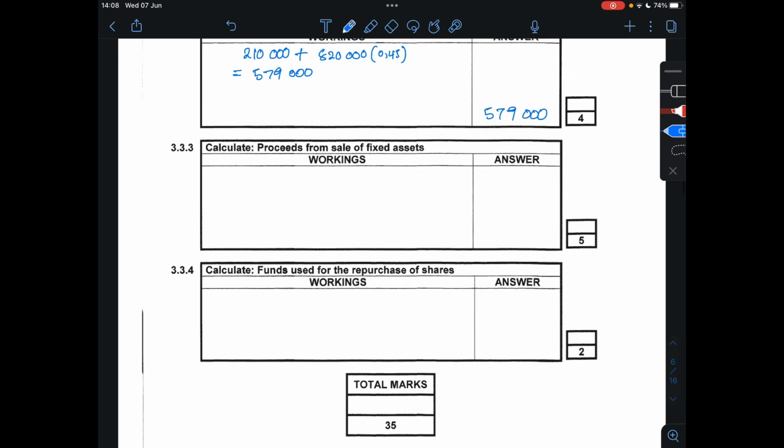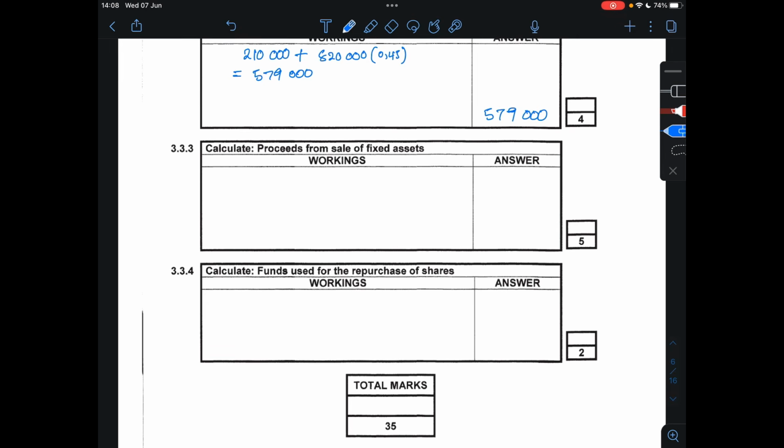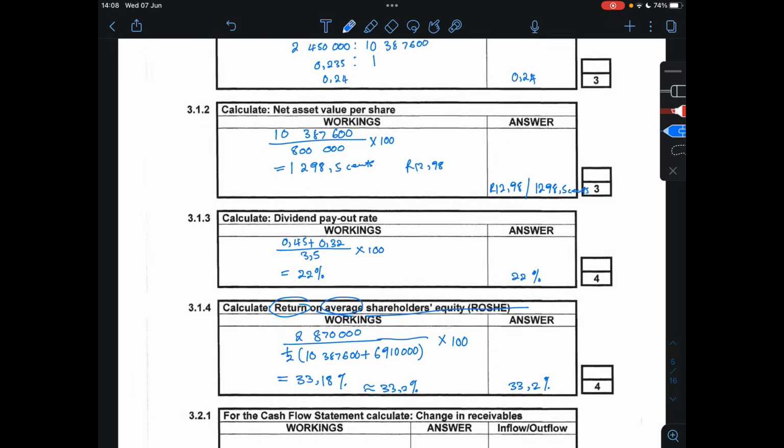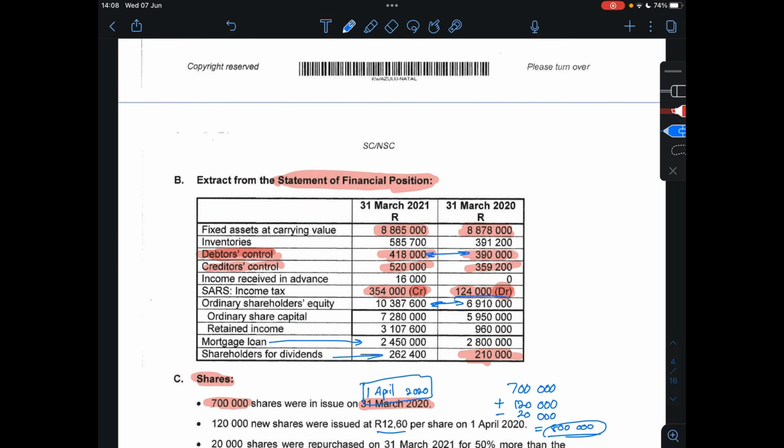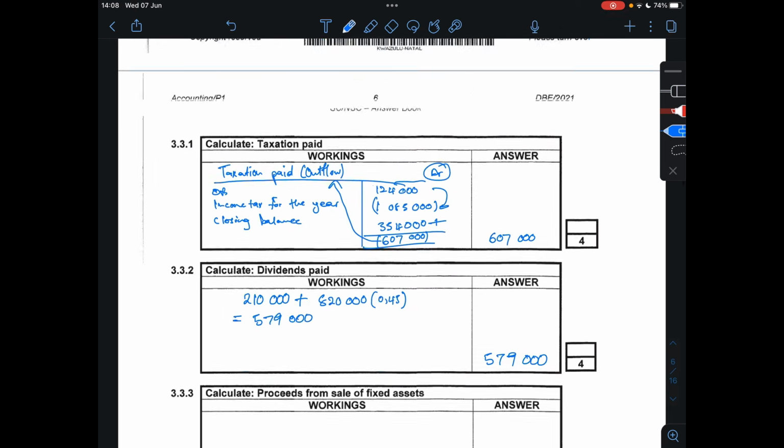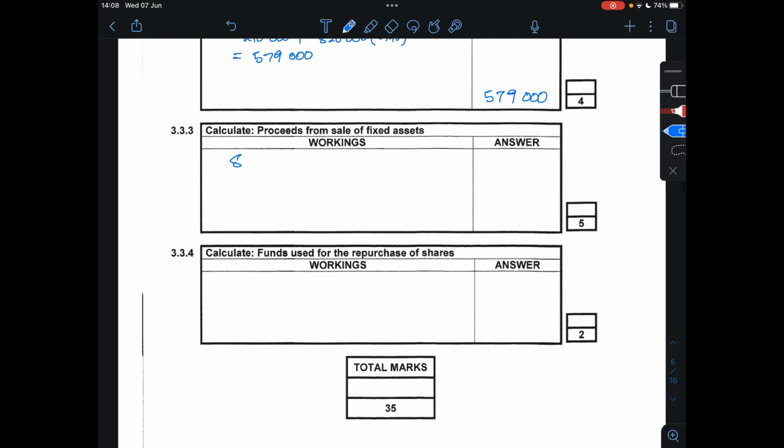So our opening balance was 8,878,000, if I'm correct. All right, let's just rectify that. Okay, yes, it is. And our closing balance is 8,865,000. So how did we get to the 8,865,000? What happened during the year? We have our closing balance. It is equal to our opening balance, which was 8,878,000, plus what we have added to our fixed assets.